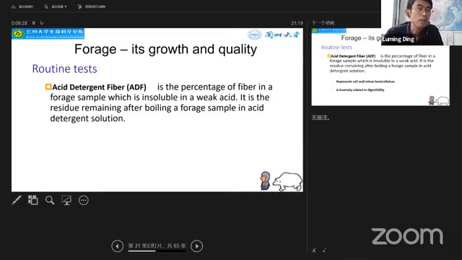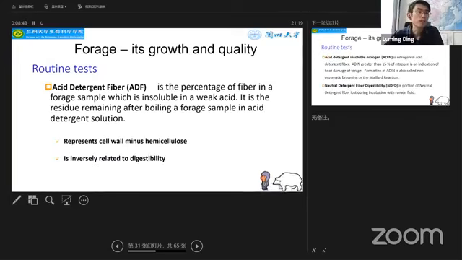Acid detergent fiber is the percentage of fiber in a forage sample which is insoluble in a weak acid. It is the residue remaining after boiling a forage sample in acid detergent solution. ADF represents cell wall minus hemicellulose. It is inversely related to digestibility. So therefore, higher ADF means lower quality or low nutrition of forage.